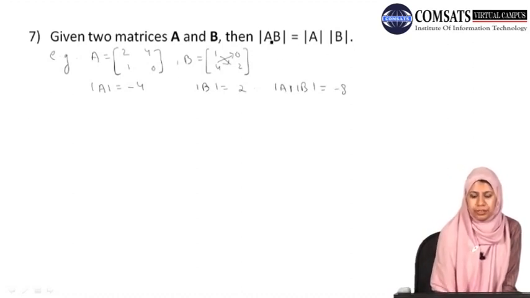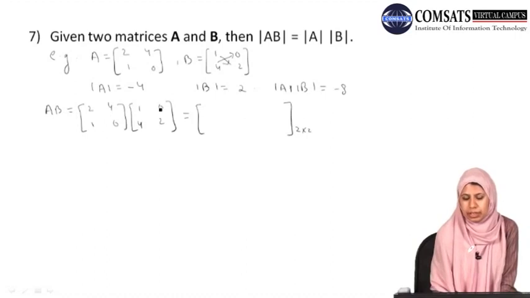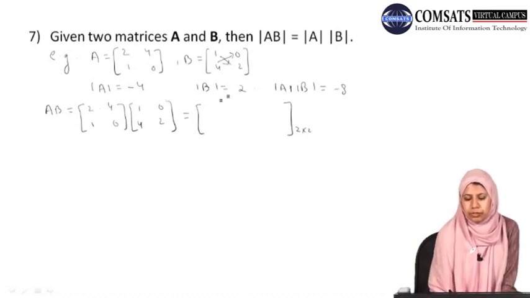Now we will calculate our left hand side. For this we have to take the product of our matrices first, AB. Now the matrix A is a square matrix of order 2 by 2. The matrix B is a square matrix of order 2 by 2. So the resultant matrix will be a square matrix of order 2 by 2, and the multiplication is allowed. And we will obtain the first entry as 2 into 1 plus 4 into 4. The second entry, first row, second column, 2 into 0 plus 4 into 2.